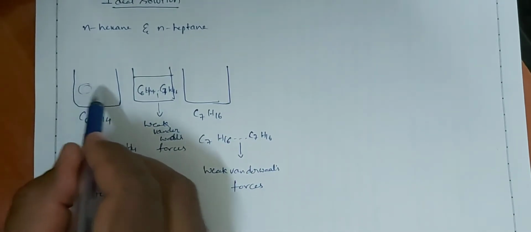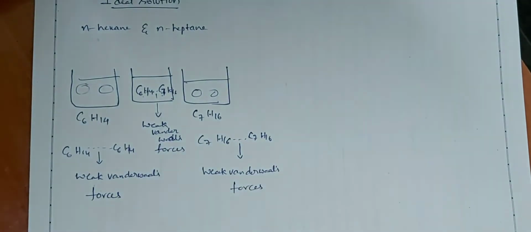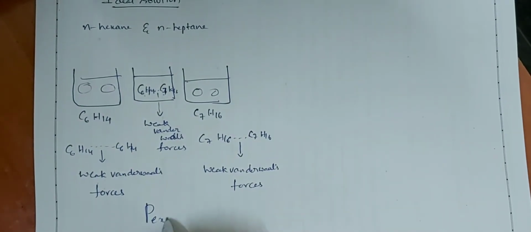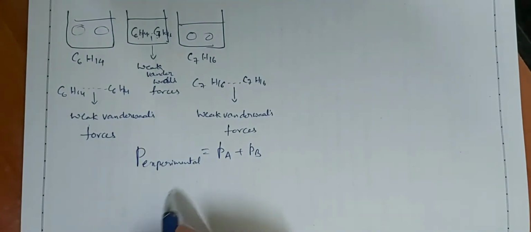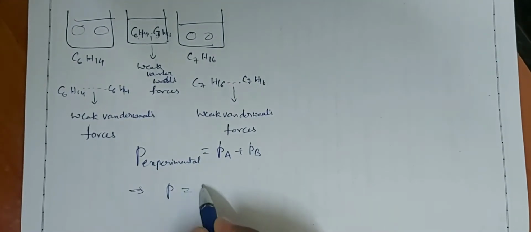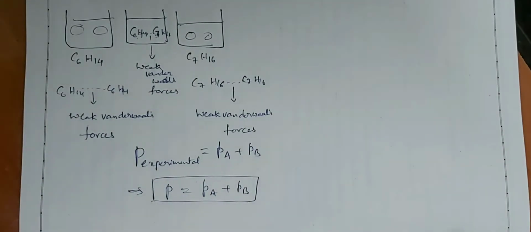Weak van der Waals forces only exist between them. So between solute and solvent, what are the attractions present? Between solvent and solvent, what are the attractions present? Between solute and solvent also, the same type of attractions will be present. Because of that, our experimental value is equal to the expected value PA plus PB. So finally we can write capital P is equal to PA plus PB, in which these ideal solutions will also obey Raoult's law.